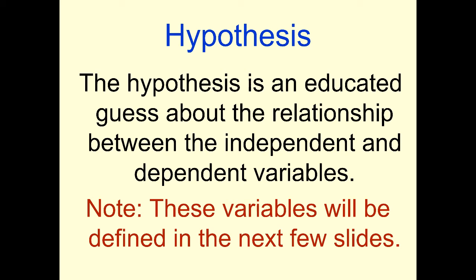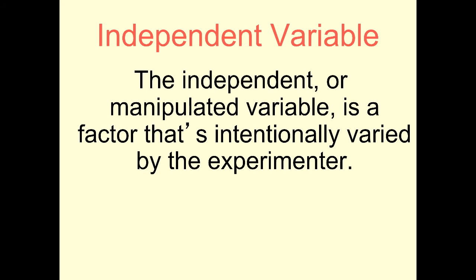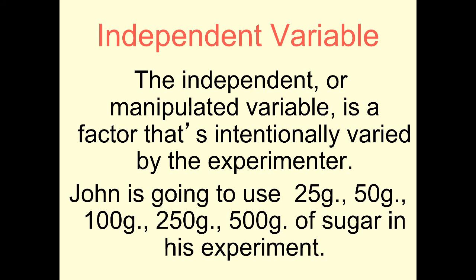These variables will be defined in the next few slides. And I went over this once, but we'll go over it again. The independent variable is the manipulated variable. It is the variable that's manipulated by the experimenter. It is the factor that is intentionally varied by the experimenter. So John is going to use these levels of sugar.